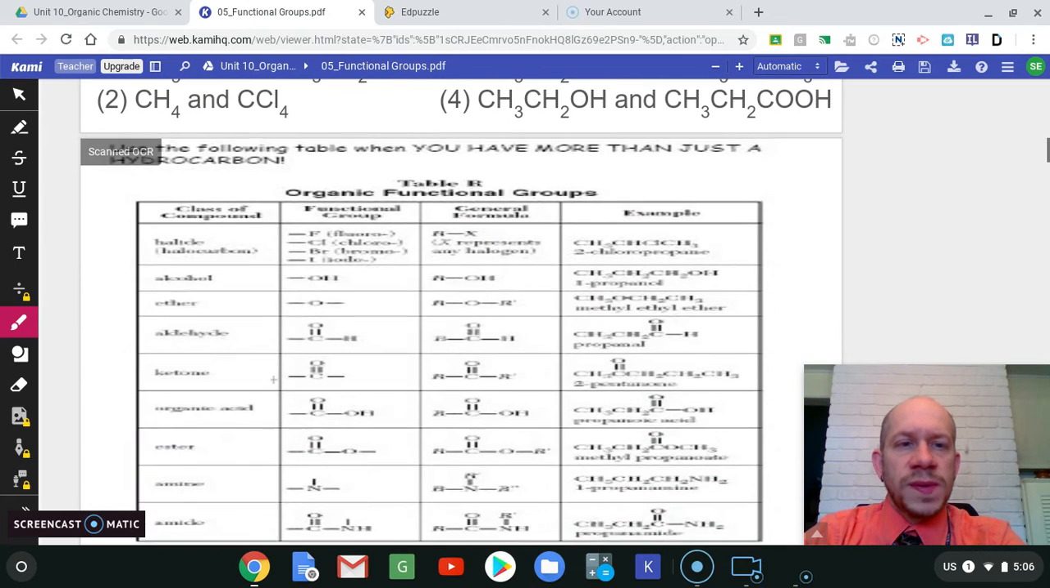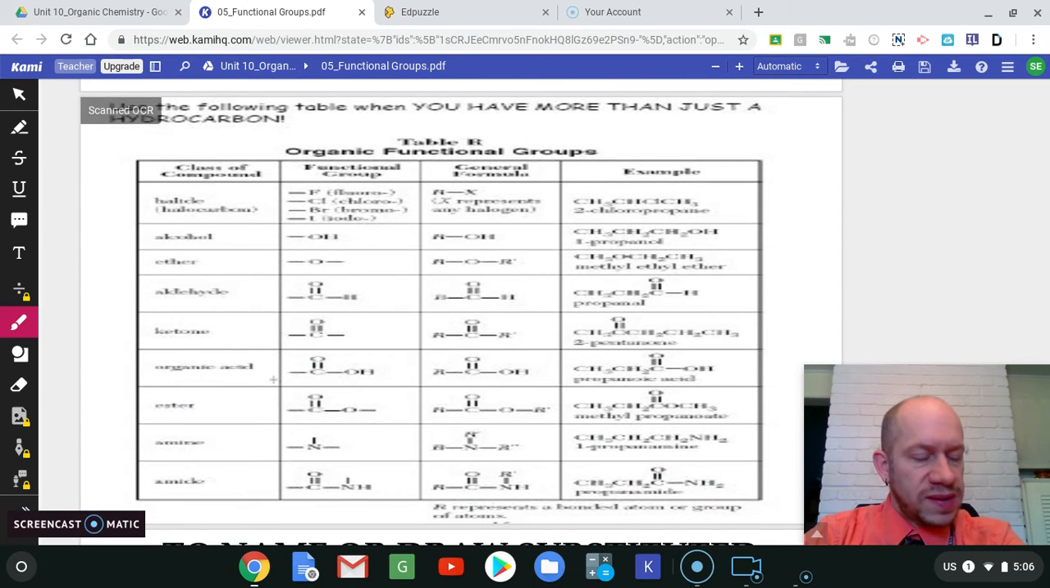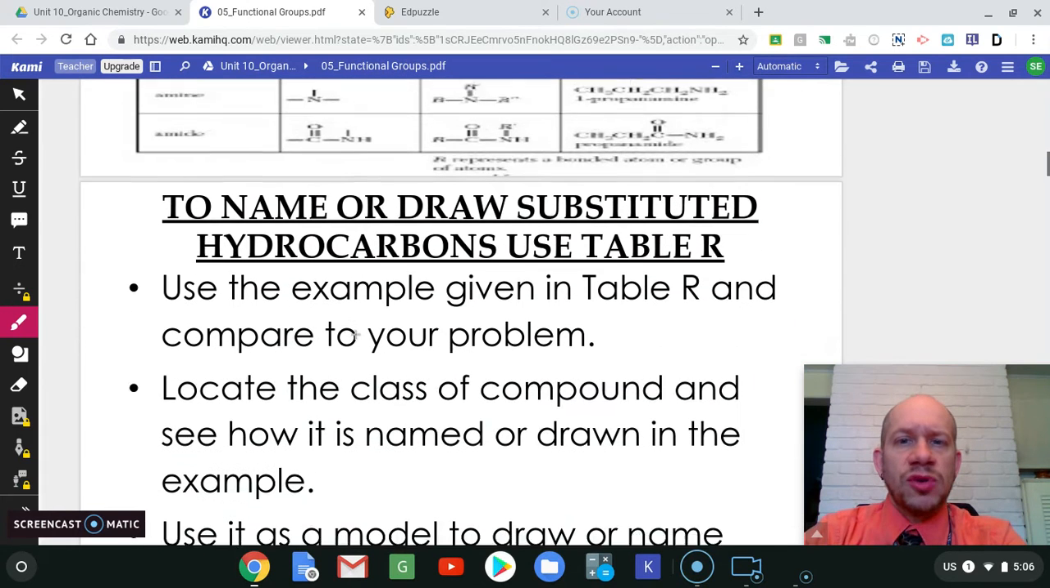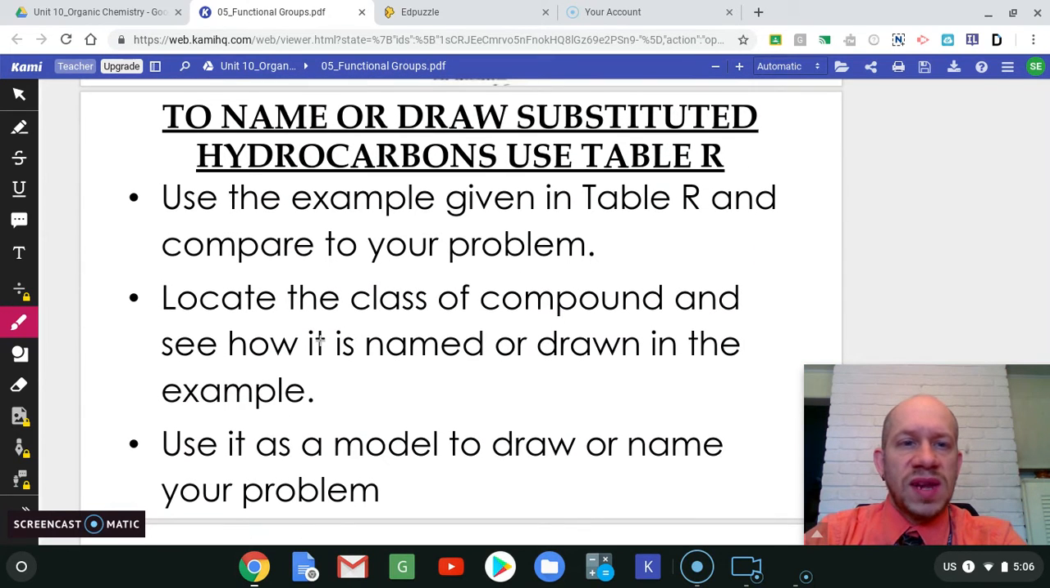The functional groups can be found on Table R in your reference table on page 8. Use the following table when you have more than just a hydrocarbon. So that would be when you have oxygens or nitrogens or halogens added into your organic compound. To name or draw substituted hydrocarbons, use Table R.